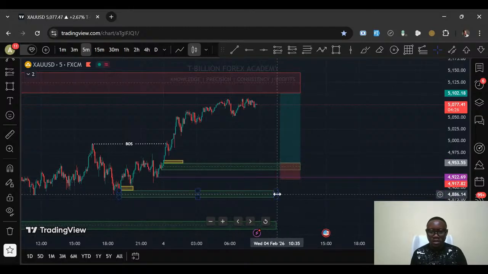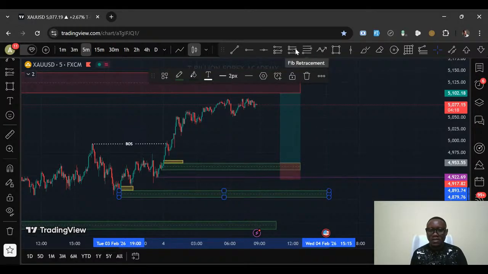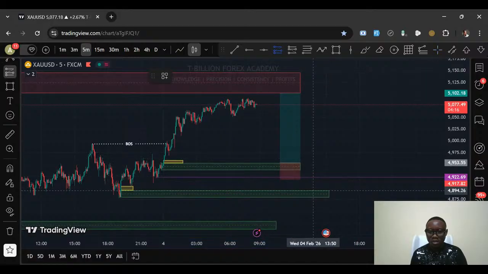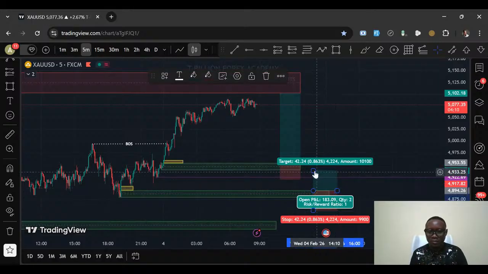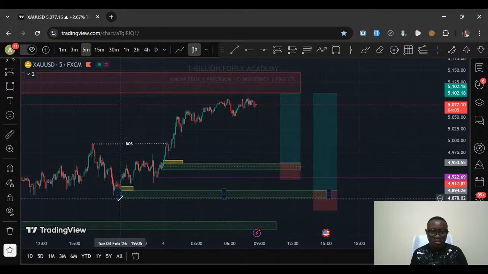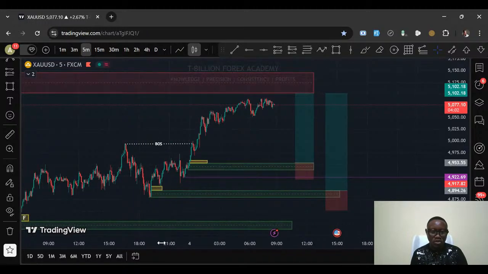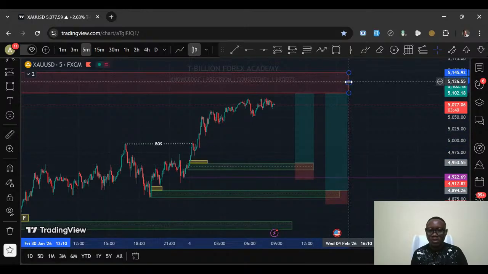Now for this level, we are targeting the same TP. So if price gets here, our TP will be this, and our SL will be slightly below this low. Let's look to the left. So we'll place our SL right here, which is this. So our TP will be this.